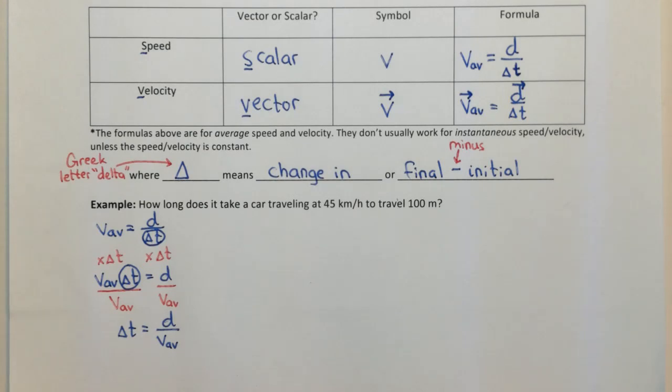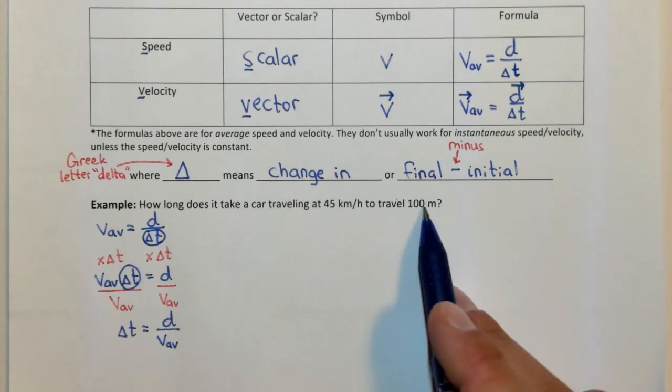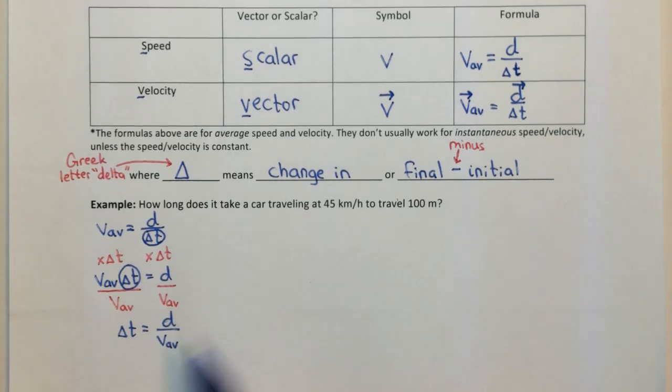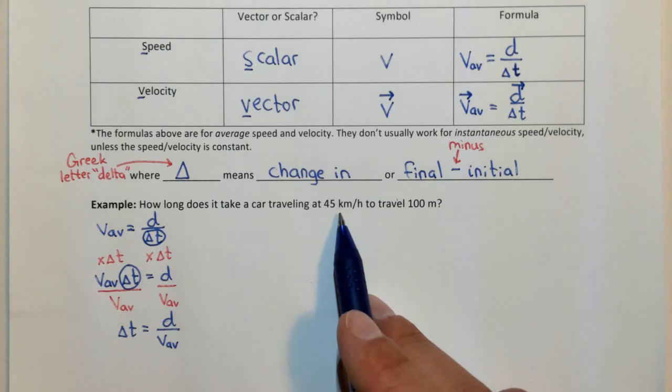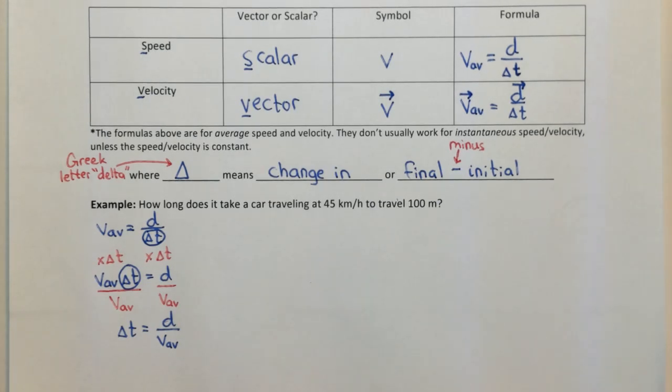Okay. So now that I've achieved this formula, I should be able to just kind of plug some stuff in. I know my distance, 100 meters. I know my average speed is 45 kilometers an hour. But there is an issue here. It has to do with units.